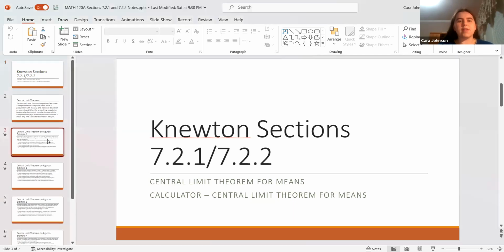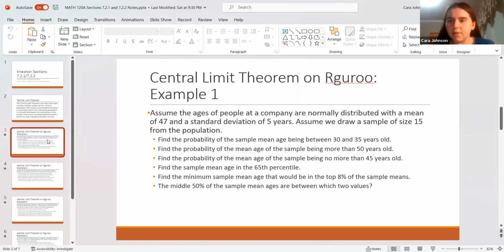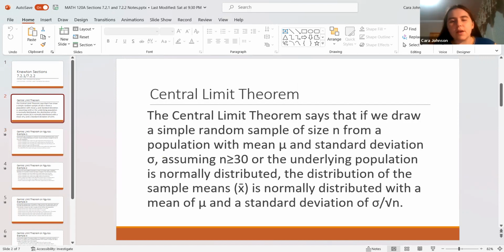All right, so first of all, let me take a minute and talk about the central limit theorem. The central limit theorem tells us what our distribution of sample means looks like. So when we're talking about sample means, we're dealing with the central limit theorem. It says that the distribution of the sample means is normally distributed, with a mean that's the same as the population mean, and a standard deviation that's the population standard deviation divided by the square root of the sample size, as long as your sample size is greater than or equal to 30 or your underlying population is normally distributed.